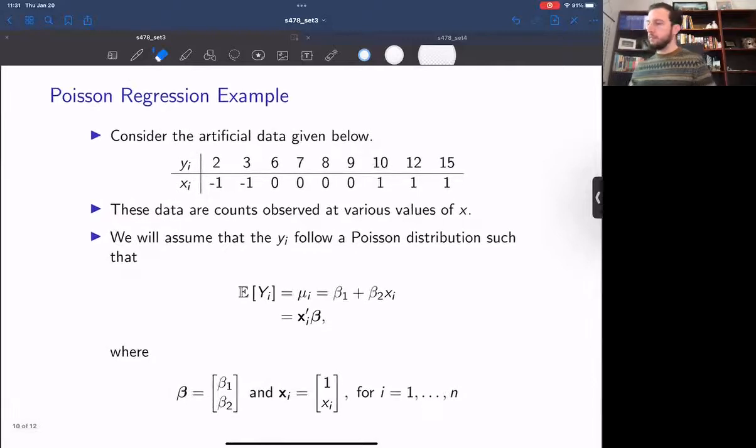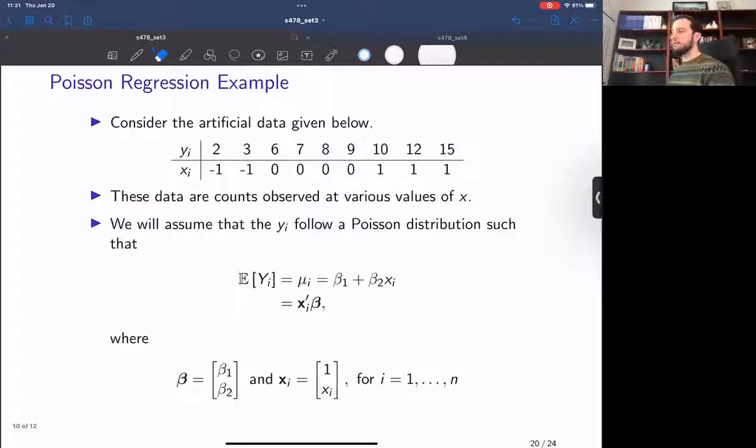Okay, so in this example, we are going to fit a Poisson model to this particular data set. Basically, we're assuming that the response variable, which we call yi, follows a Poisson distribution. We are going to say that the expected value of the response variable can be linked to xi through the linear component shown below. So we have beta 1 plus beta 2 xi. Basically what we're assuming here is like a simple linear regression model, because we only have one explanatory variable. And we're going to assume that there's an intercept term that can be estimated.